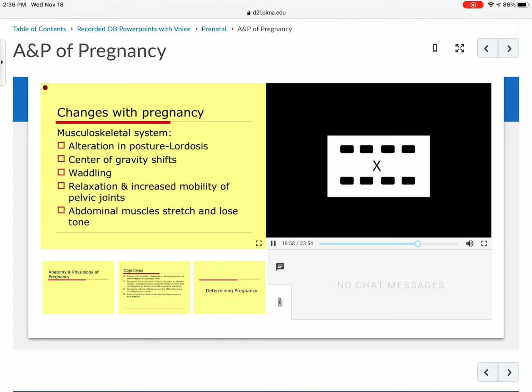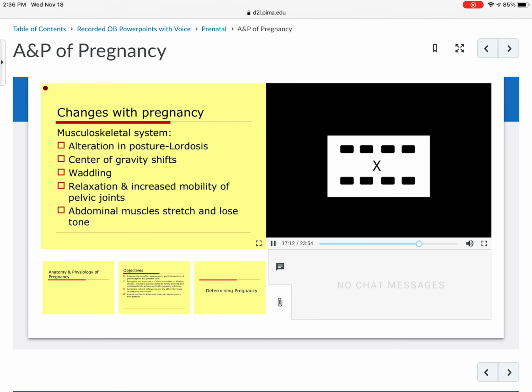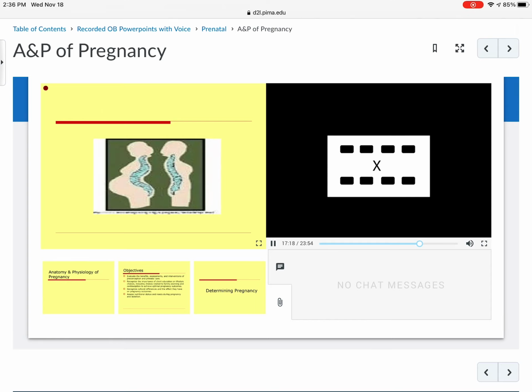Also, the musculoskeletal differences, we'll talk about some of those changes. There's lordosis, which is common, and that's why people complain about lower back pain. And they have that waddling, and the center of gravity shifts for them. Just encourage them to rest. Yoga is also helpful.